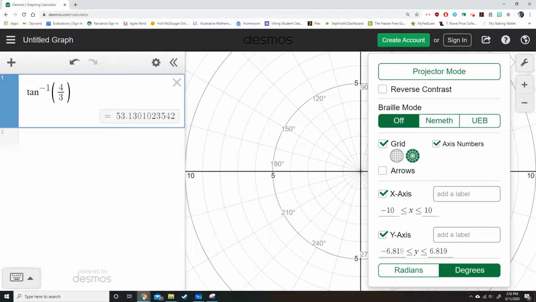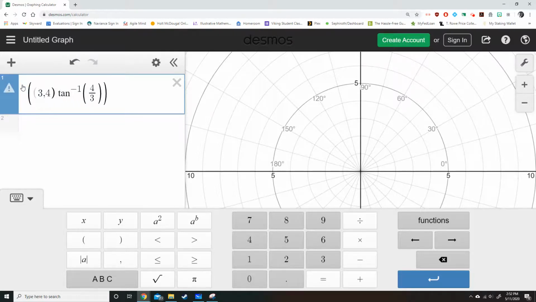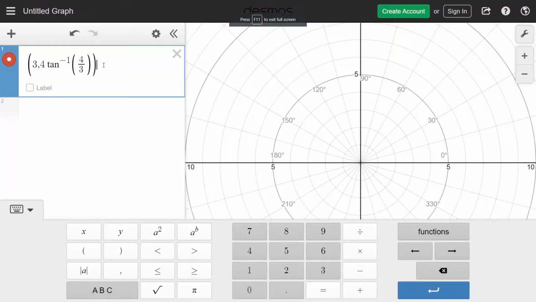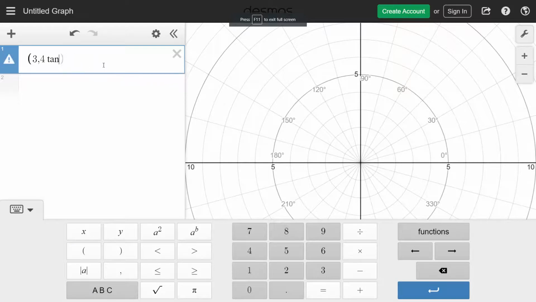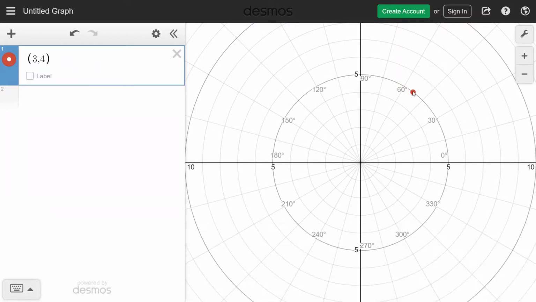So now let's look at this point that we drew out, or maybe we will draw our own, 3, 4. And does that look like it's about 53 degrees? It does, and it is on the 5th line. So we know that we did that correctly.